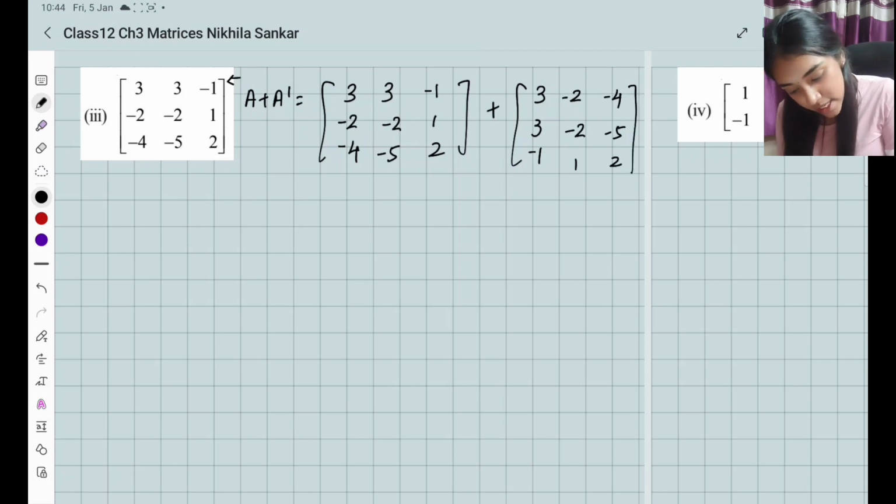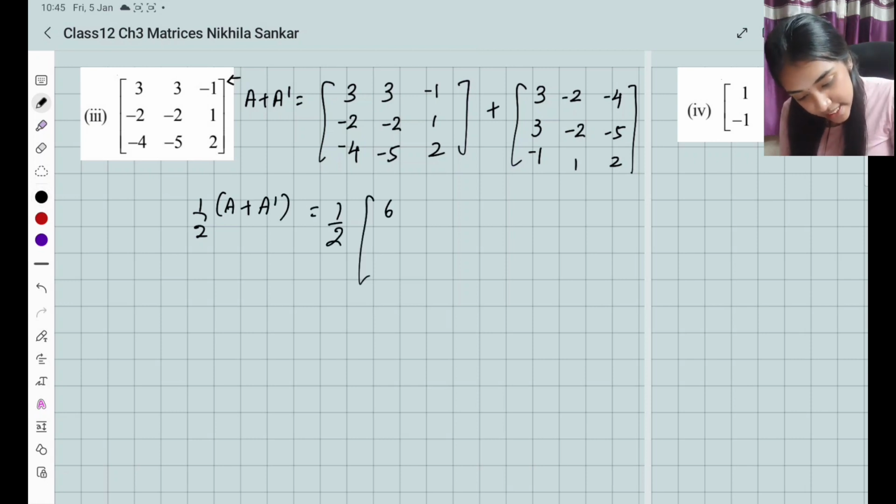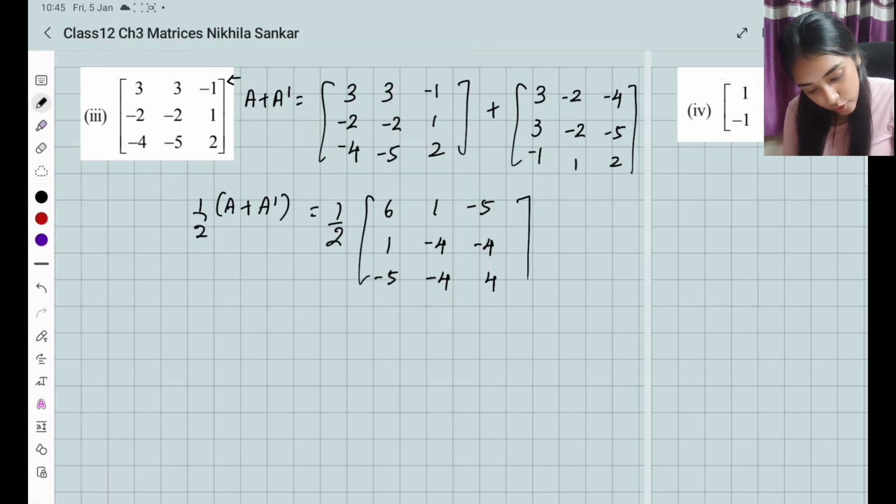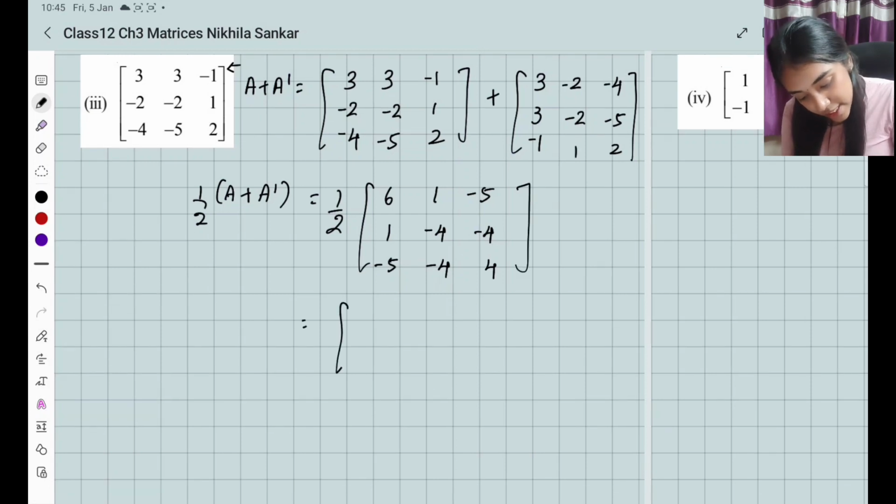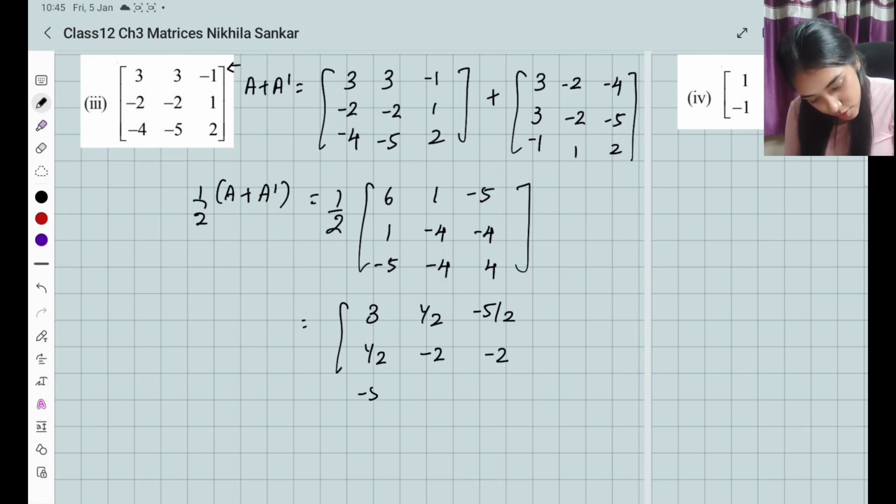Solve along with me. So half times A plus A transpose is going to be half times. Let's add them. 3 plus 3, 6, 3 minus 2, 1, minus 1 minus 4 is minus 5, minus 2 plus 3, 1, minus 2 minus 2, minus 4, 1 minus 5 is minus 4, minus 4 minus 1 minus 5, minus 5 plus 1, minus 4, 2 plus 2, 4. Okay, now dividing by 2: 6 by 2, 3, then minus 5 by 2, 1 by 2, minus 2, minus 2, minus 5 by 2, minus 2 and 2.